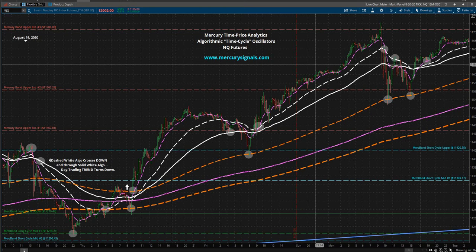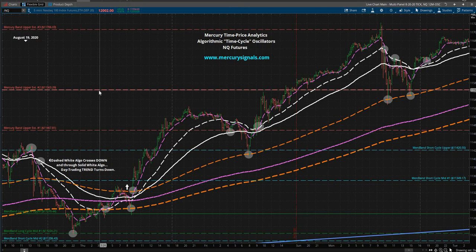What you see on the screen, the sloped lines are the algorithmic oscillators. They're a function of time cycle dynamics, and it's what we call multi-time cycle dynamics. So literally every tick you're processing many different time cycles, and that's what gives you this level of accuracy, not just with price itself, but identifying the direction of the trend.